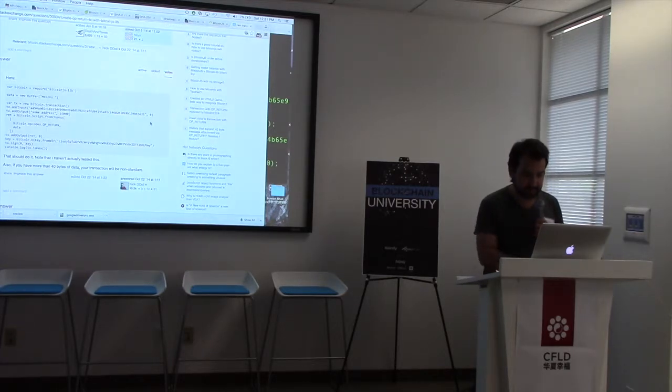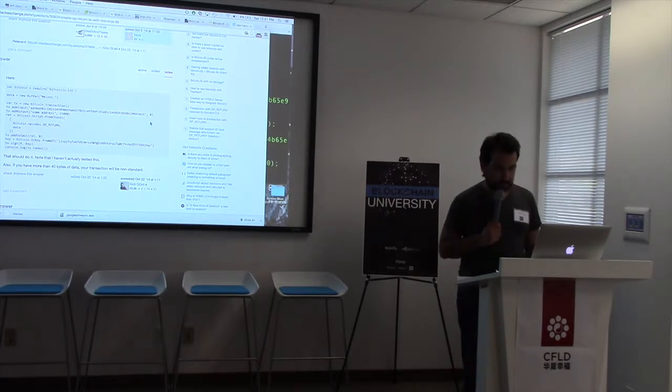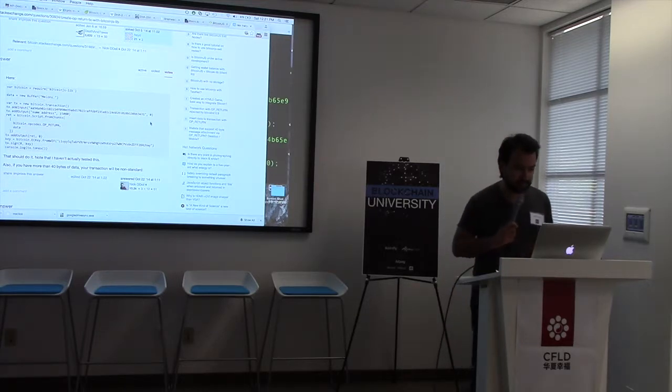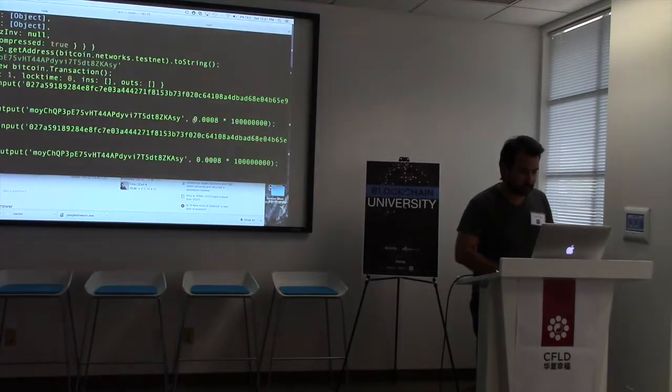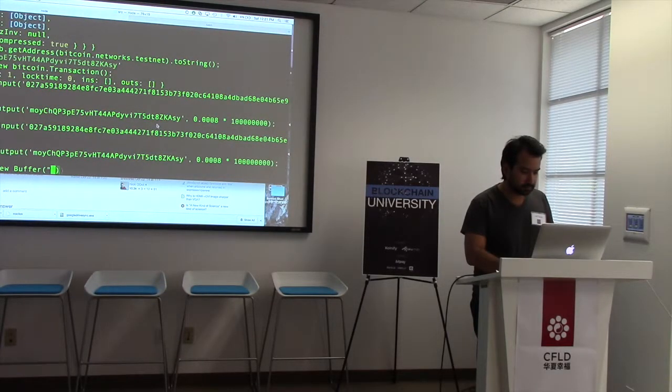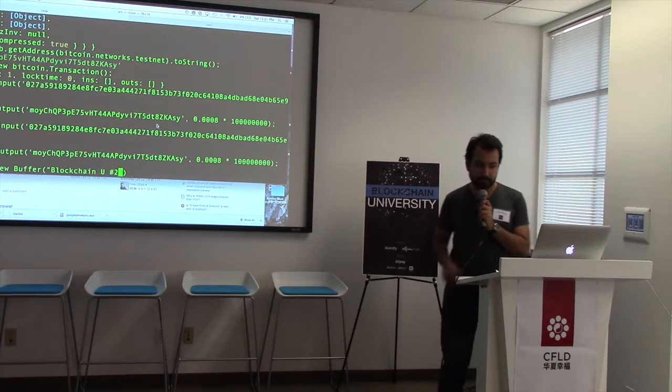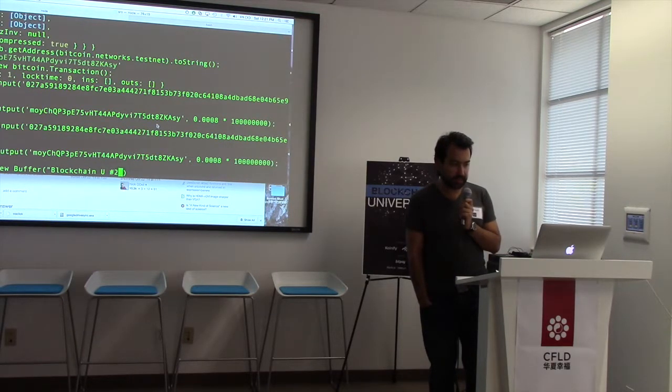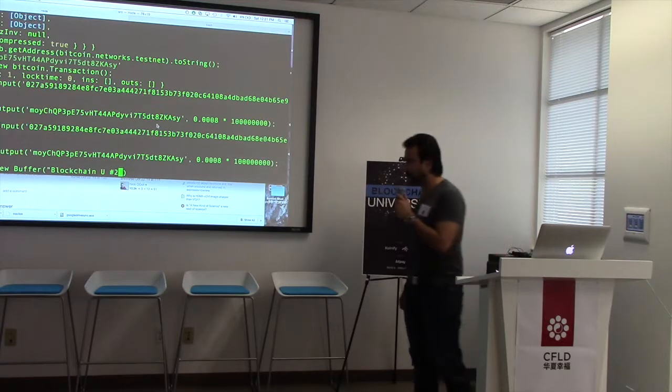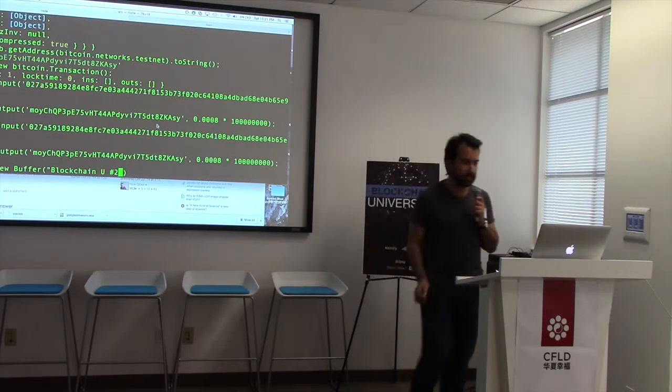Now the syntax for this, it's bad, but we're going to do it anyway. So we're going to embed the data melons. Actually, you know what? Let's embed the data blockchain U number 2 in there. Right, so we're going to create a buffer. That buffer will basically take a byte representation of this string, which is blockchain U number 2, and it's going to assign that to a variable called data.